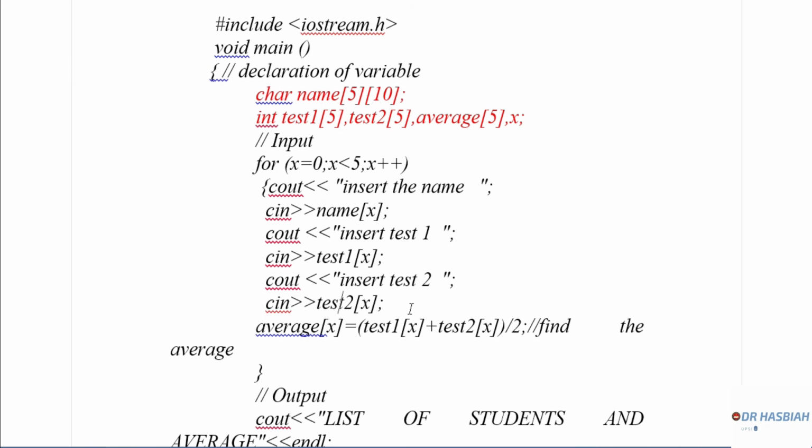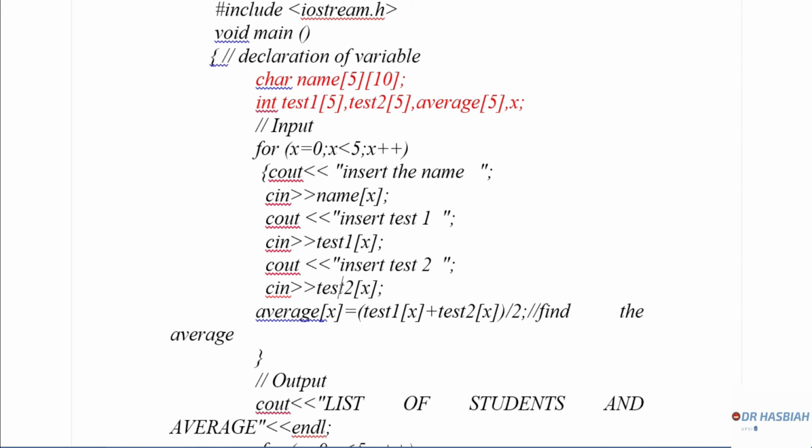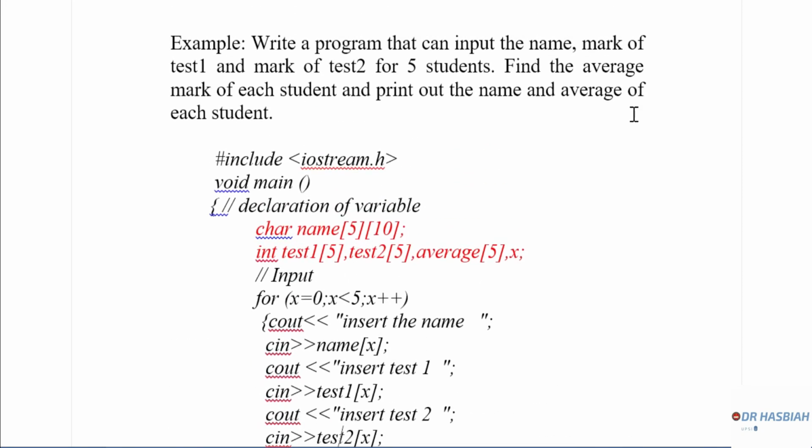So you get the average here depending on the X, and if the X is 0, meaning the average for the first student. Okay, so now let's say we insert all the names until five names here, starting from 0 until 4, and then for each student we insert the test 1, also the test 2, and then we calculate, we get the average for the test. Okay, let's say now we want to display the output, okay, because the question asks to find the average. We have found the average already, and then print out the name.